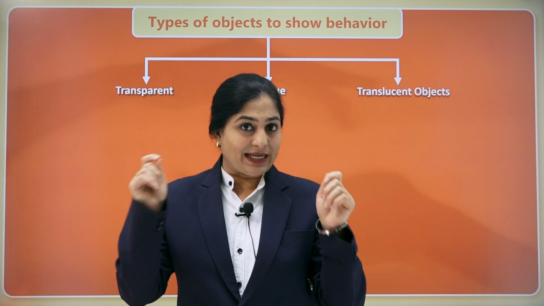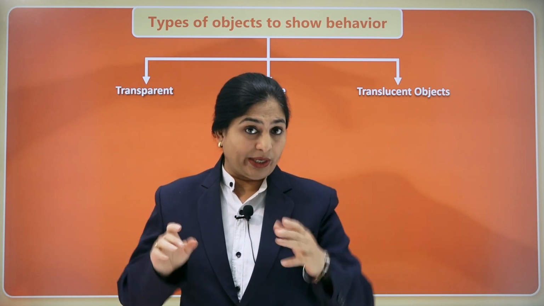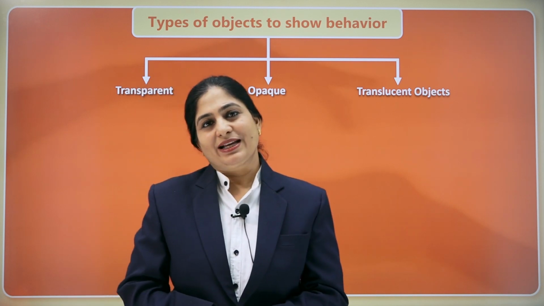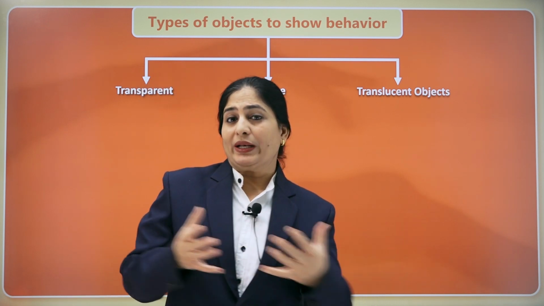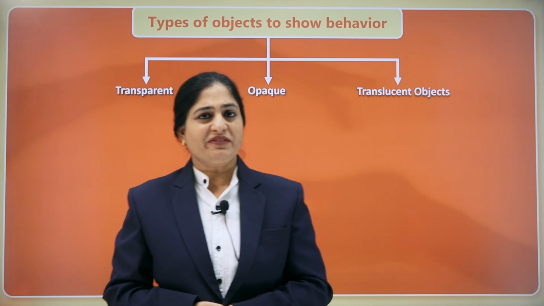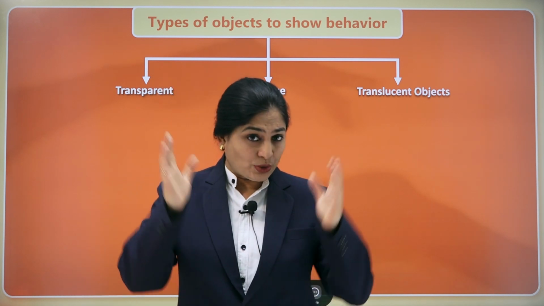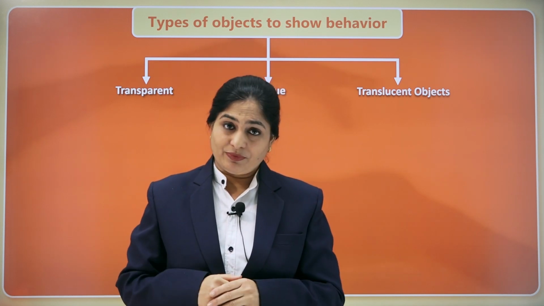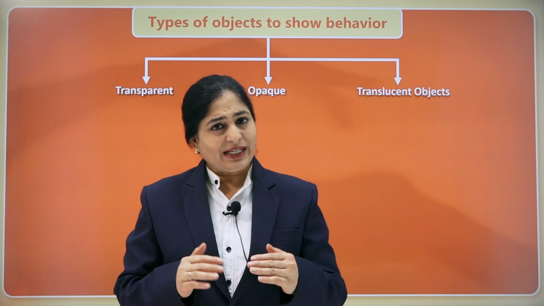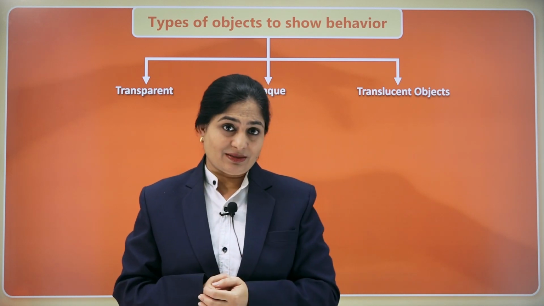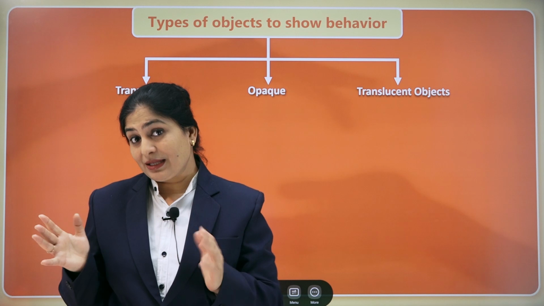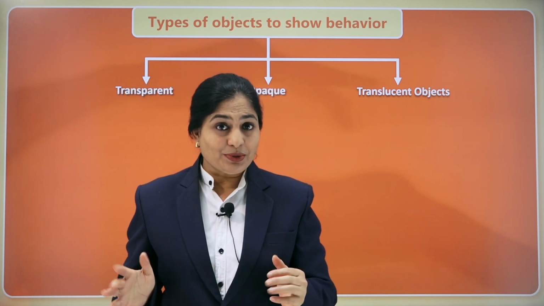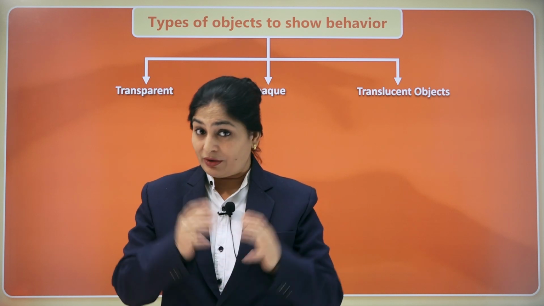Suppose I ask you to see through a glass window. There are different types of objects. They behave differently when light falls on them. Suppose I tell you to see through a glass window, what will happen? You can easily see the other side of the glass. But if I tell you to see the other side of the wall without any hole or partition, can you see the other side of the object from the wall?